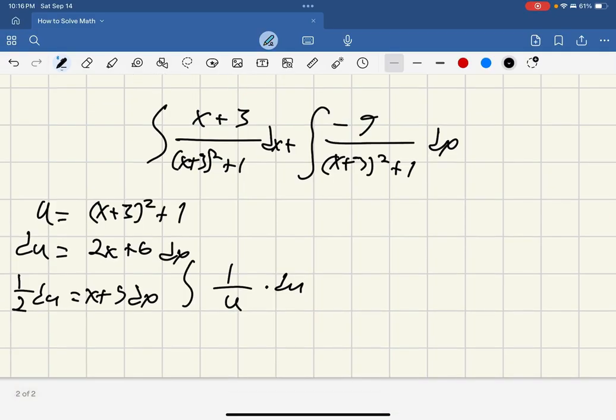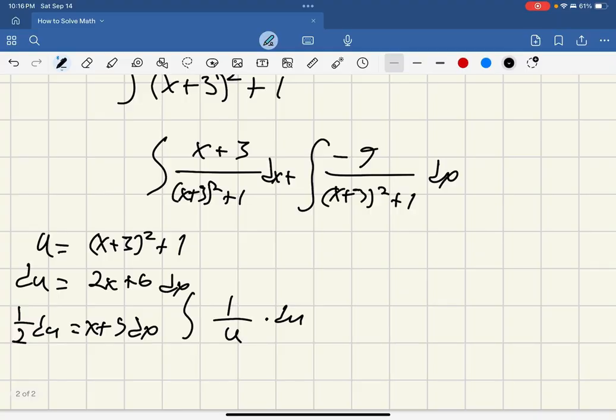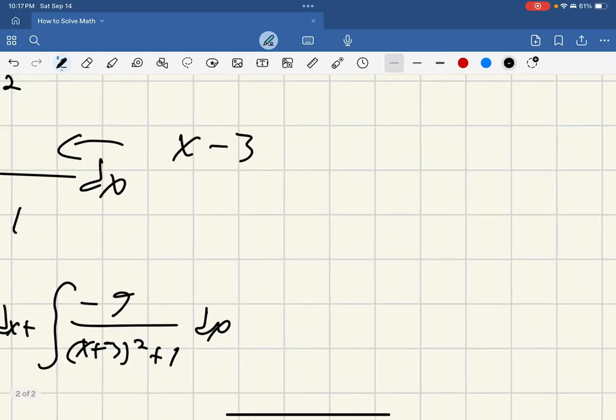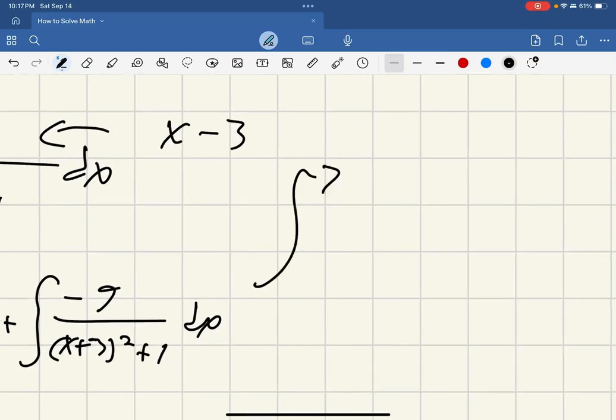Anyways, and now we can turn this into, sorry, I forgot the 1/2 out there. 1/2 ln of u, which I'm just gonna write out fully as x plus 3 squared plus 1. There we go. But that's only one part of our equation. Now let's take the integral of negative 9 over x plus 3 squared plus 1 dx.